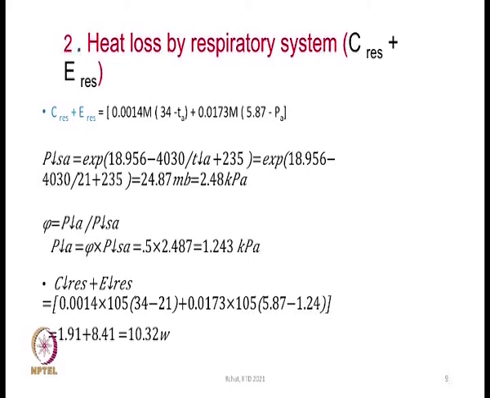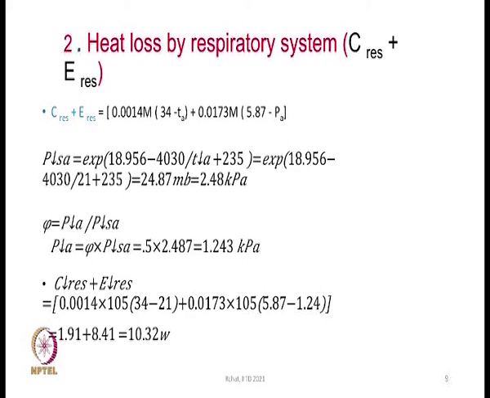To find Pa, Pa and PSA are connected by this formula, that is by relative humidity, and the relative humidity value is given here, which is 0.5. So, to know Pa, I need to find PSA first, and if I know PSA, I can find Pa immediately, because relative humidity multiplied by PSA will give me the vapor pressure in the environment in which the person is going to stay.